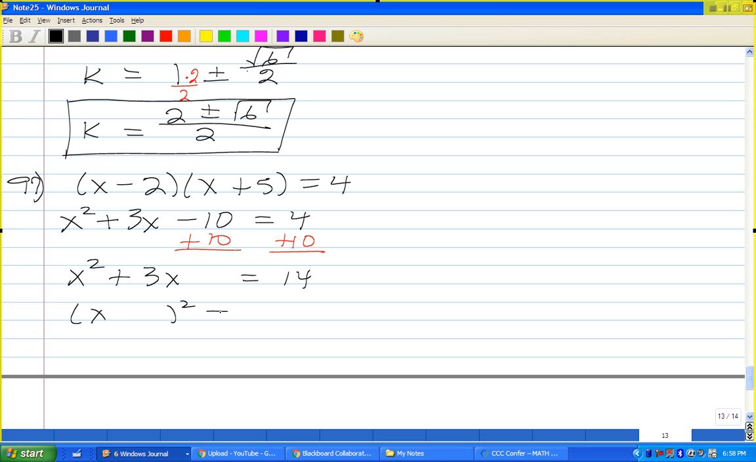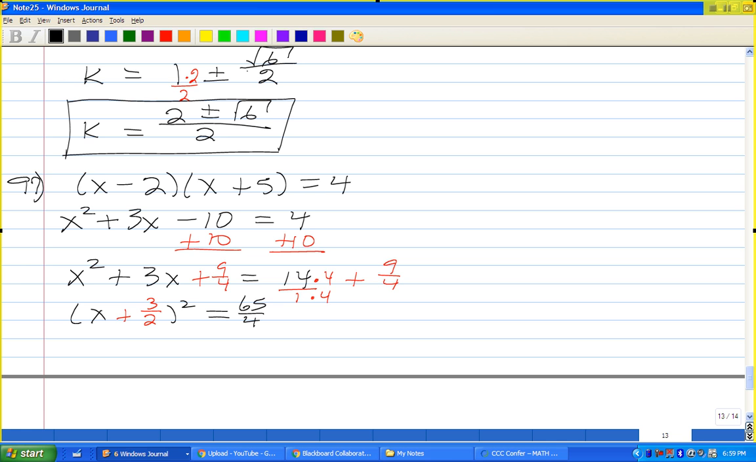Let me complete the square. Since there's a 1 in front of the x squared, I just take 3 divided by 2, 3 halves, squared, 9 fourths, and add that to both sides of my equation. Well, let me get a common denominator. So let me multiply and divide by 4. And so this gives me 56 plus 9, 65 over 4.